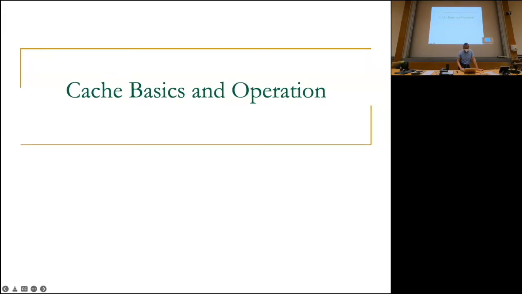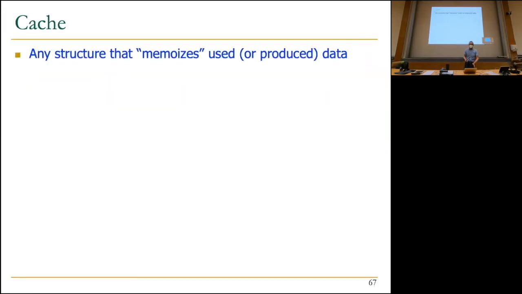Okay, so let's talk about caching. I mean, clearly we've defined caching, but let's formalize it a bit. Cache is actually a very general concept, right? It's any structure that memoizes or remembers used or produced data, right? And this could be a hardware structure. This could be a software structure also. It could be my bookshelf also, as we discussed, right?